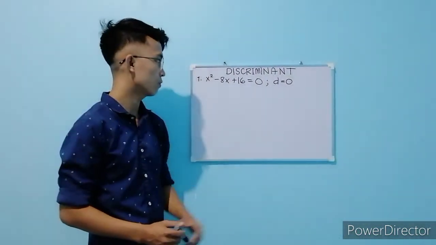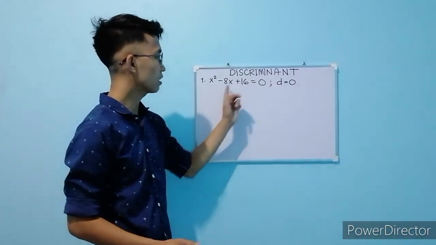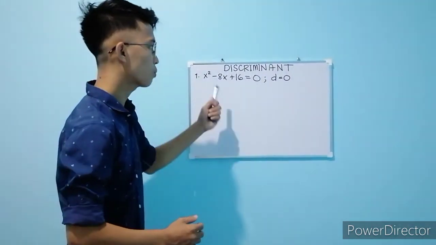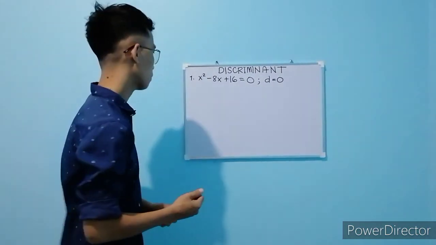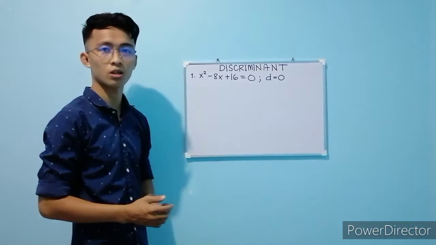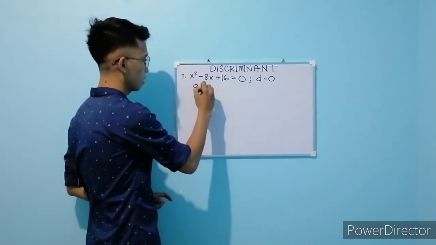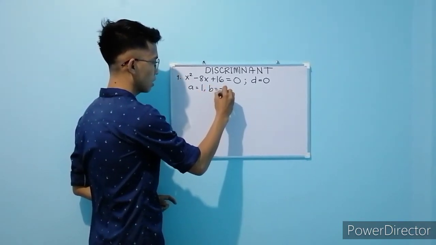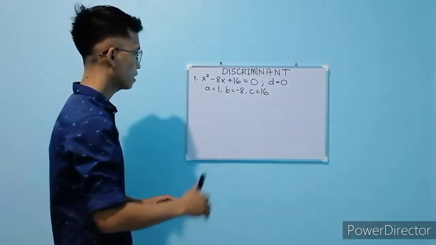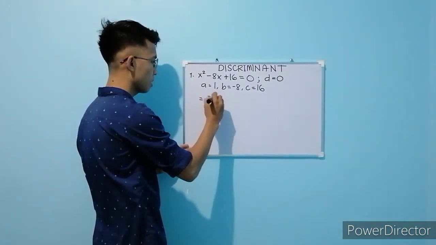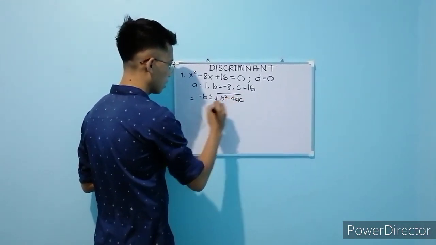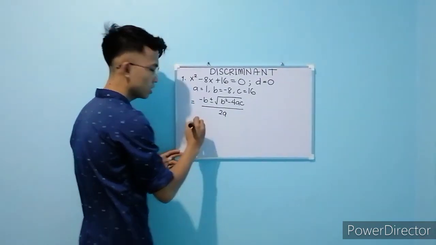A while ago, we solved that the value of the discriminant of this quadratic equation is 0, and we concluded that it has one real solution. Now, let us prove to see if that is true. Given that this is a quadratic equation, we need to identify first the values of A, B, C because we are going to solve this using the quadratic formula. A is 1, B is negative 8, and C is equal to 16. All of these are very important values. Let's now use the quadratic formula. Again, we have negative B plus or minus the square root of B squared minus 4AC, over 2A.